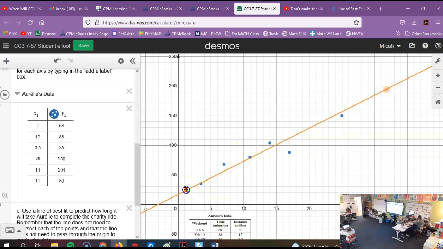So yeah, you could go ahead and say it needs to be at the origin if you want to make it proportional. It probably would be proportional, right? How long would it take her to go 0 miles? Probably 0.